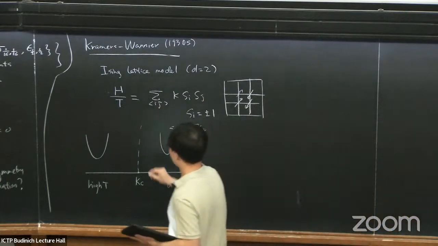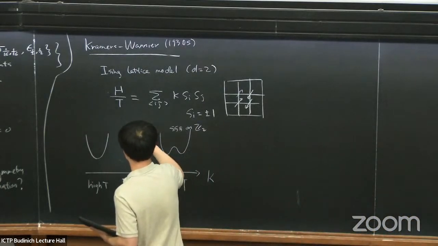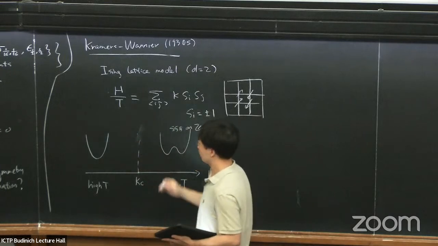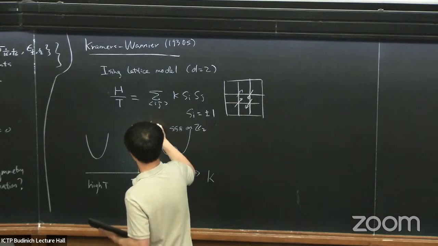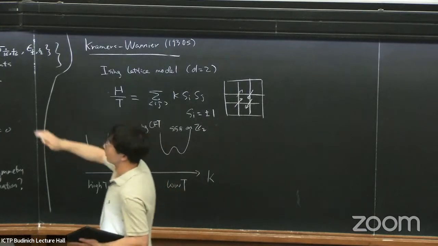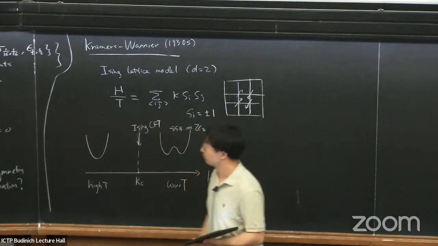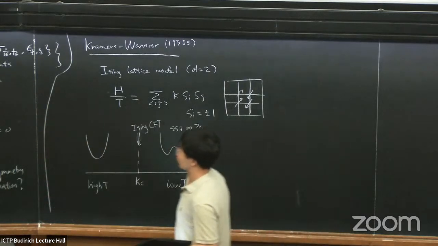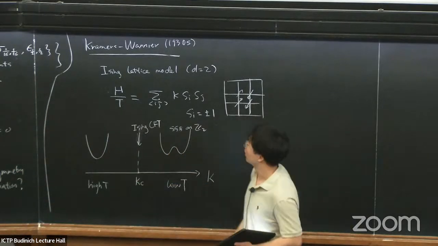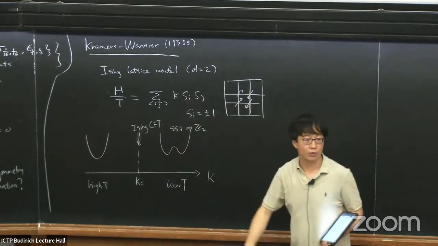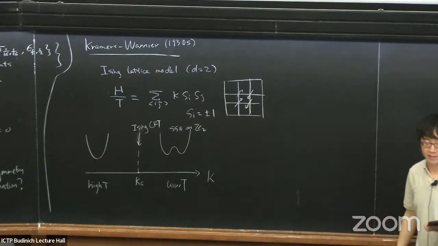And over here, there's a second order phase transition, and the phase transition is described by the Ising CFT, which is the CFT we reviewed over here. In particular, the sigma operator, the spin operator, is the CFT version of the individual spins that live on the individual lattice sites.